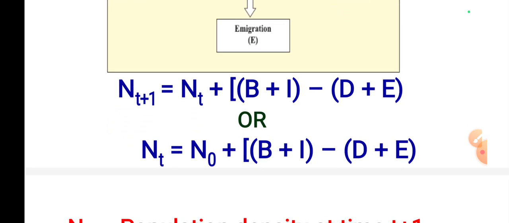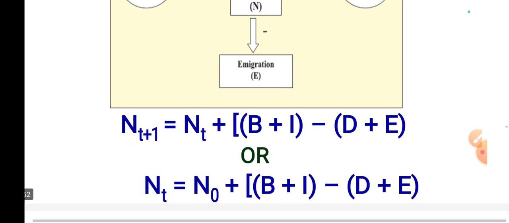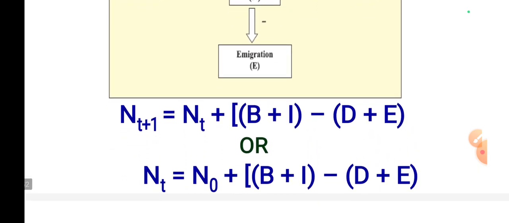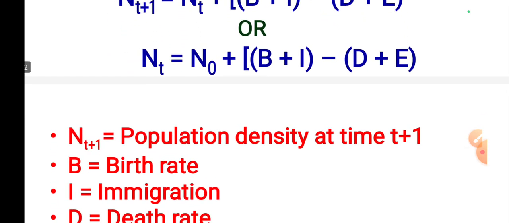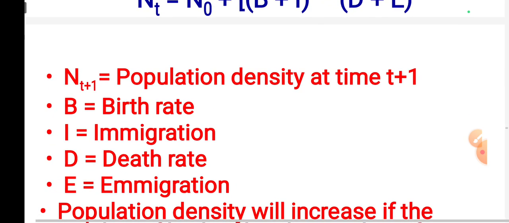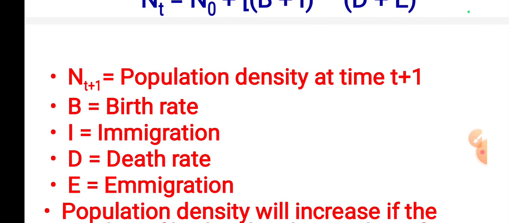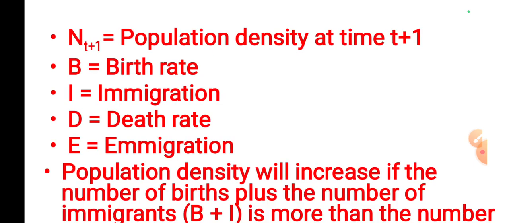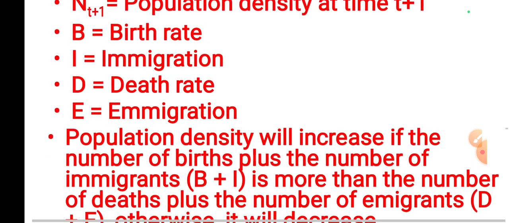Or otherwise, N(t), the population density in a given period of time, is equal to N0 plus (B + I) minus (D + E). They have given this; you have to study it briefly. Then N(t+1) is the population density at time t+1, B is birth rate, I is immigration, D is death rate, E is emigration.